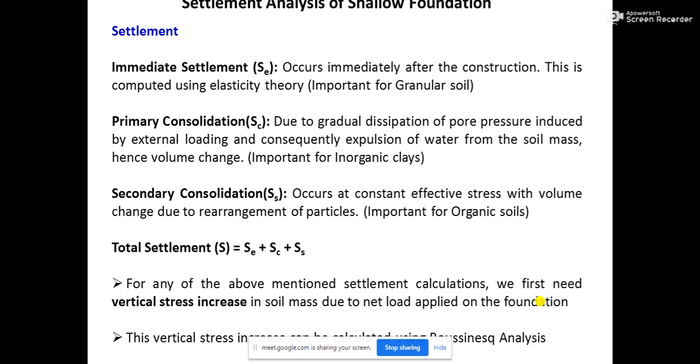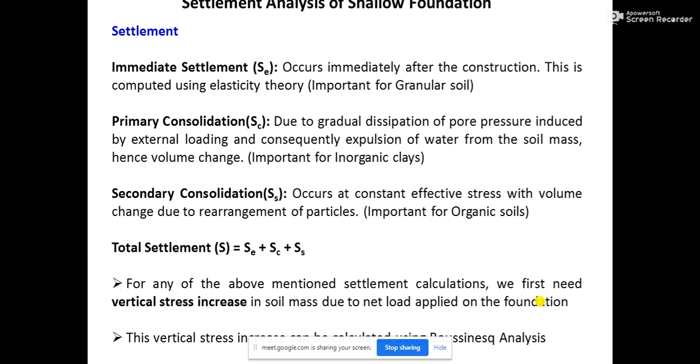The third one, as you know, is not very important from our civil engineering perspective, because it will take a lot more time, and the amount of settlement because of secondary consolidation will not be much. It is more important for organic kinds of soil. When there is a rearrangement of particles, you can expect some kind of secondary consolidation happening in the soil structure.